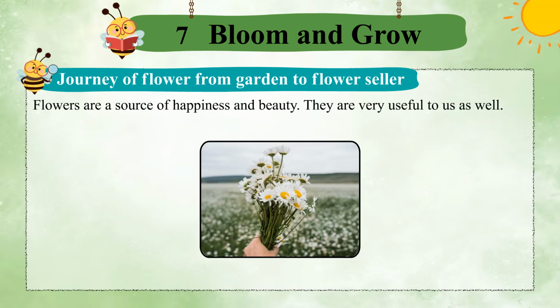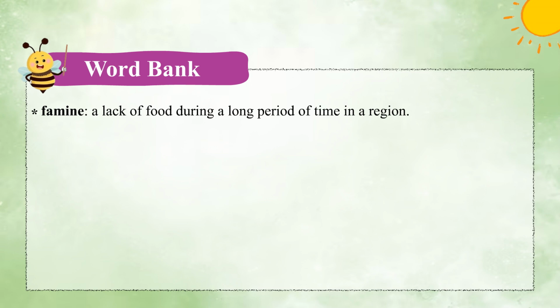Flowers are a source of happiness and beauty. They are very useful to us as well. We must preserve them and add to their glory. Word bank. Famine, a lack of food during a long period of time in a region. Propagate, to produce new plants from a parent plant.